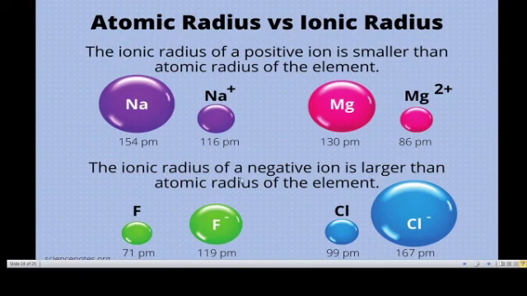The ionic radius of a negative ion is larger than the atomic radius of the element. So the fluorine ion is larger than the fluorine atom, and the chlorine ion is larger than the chlorine atom. 71 picometer, then 119 picometer; here 99 and 167 picometer.